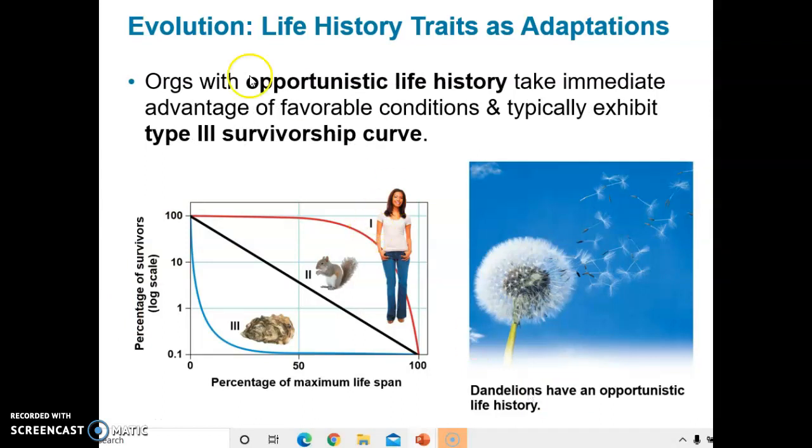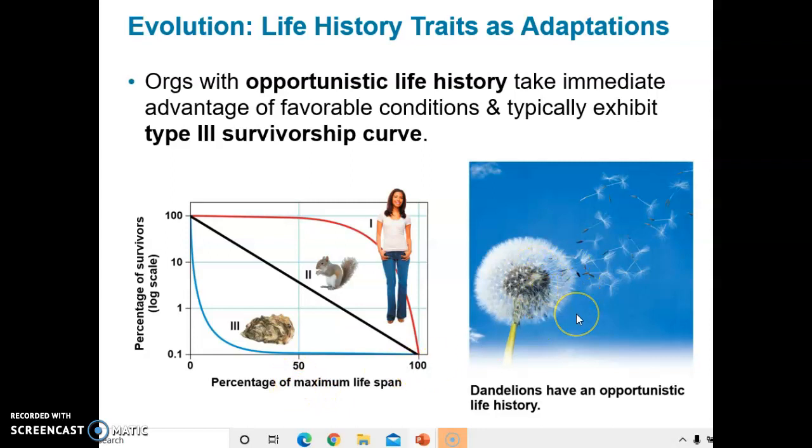So organisms with what are called opportunistic life history strategies take immediate advantage of favorable conditions because they are opportunistic, and they typically exhibit the type 3 survivorship curve, meaning many offspring reproduced relatively rapidly, often because these organisms can have a short lifespan, but then many of the individuals do not survive to reach adulthood.